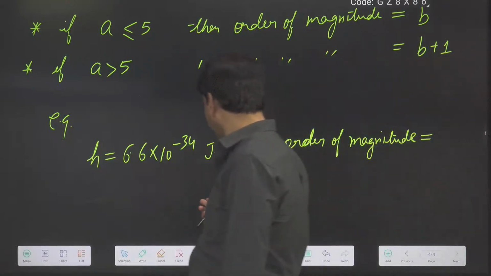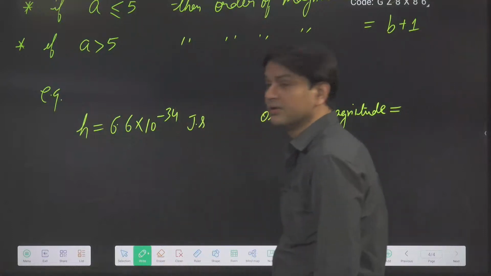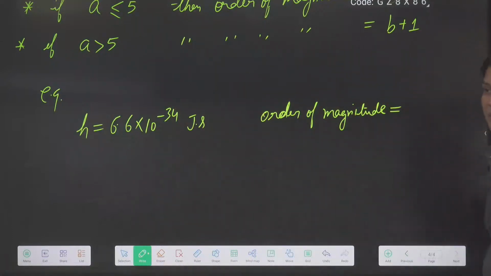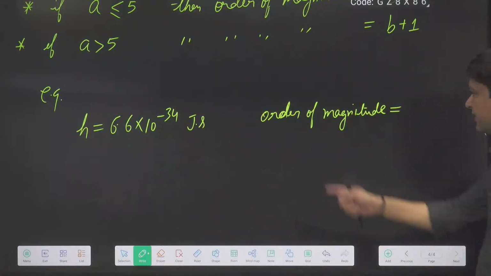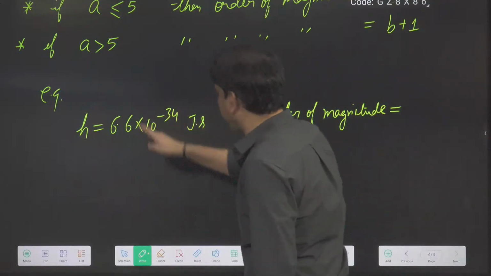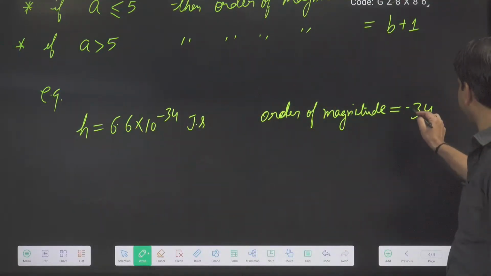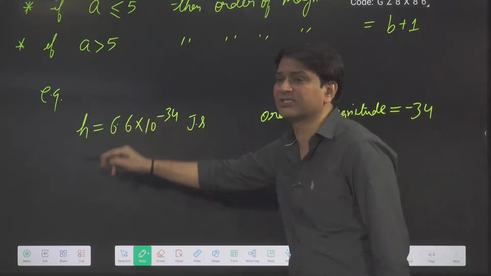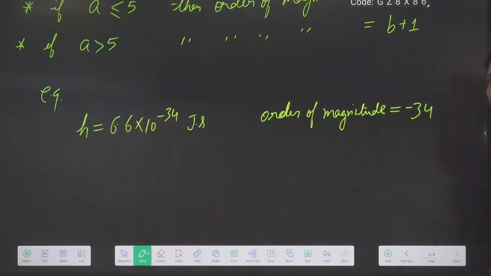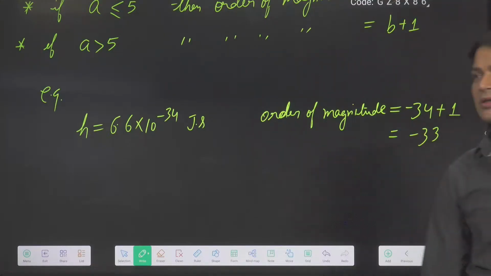Like minus 34, how? Minus 33. That is, minus 33 is the answer. Why? Here the power is what? Minus 34. So the B value is minus 34. Now we will check the A value. The A value is what? 6.6. 6.6 is more than 5. So the order of magnitude is B plus 1. Now what will you get? Minus 33. So the order of magnitude is minus 33.